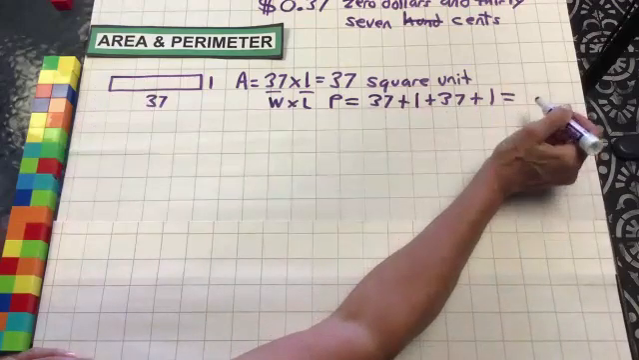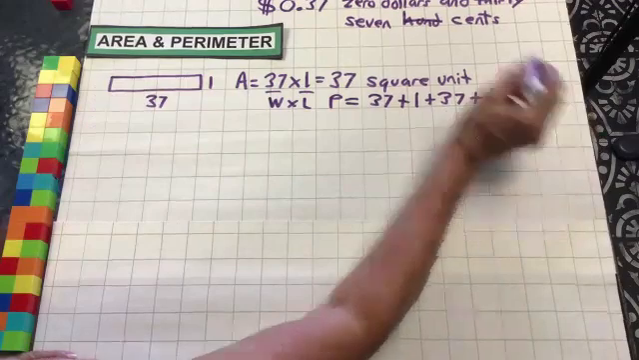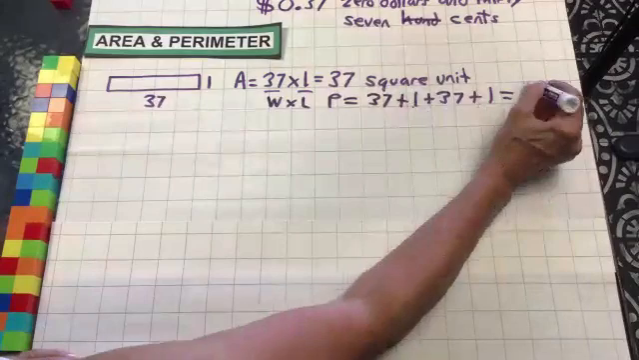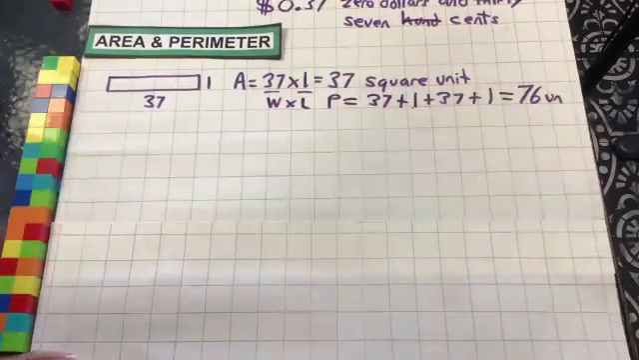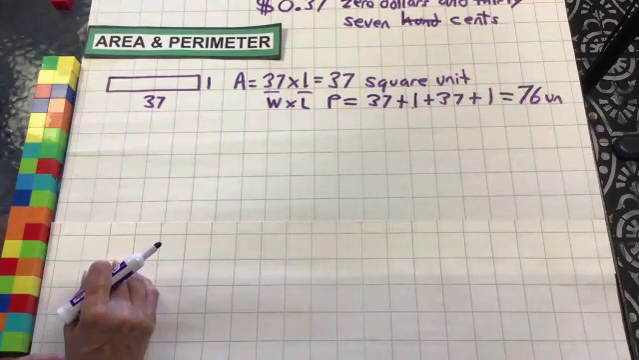And that would equal 74, because we know 2 37s is 74, 75, 76. 76 units. And it's just units. It's not square. It's not cubed. It's just the linear length.